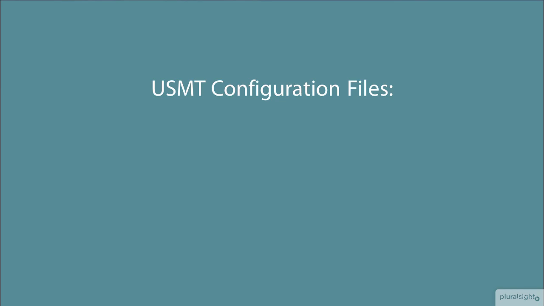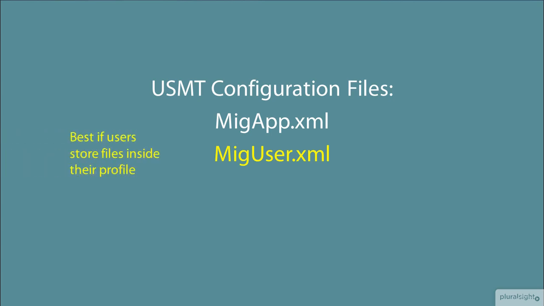Along with the executables are some text format configuration files in XML form. Now, the ones that begin with MIG for migration aren't really meant for you to edit directly, although you can. migapp.xml specifies what to migrate with respect to application settings. miguser.xml specifies what files in the user profile to migrate based on file suffixes, and generally works best if users tend to store files inside their profile. So it's making decisions based on file suffixes.